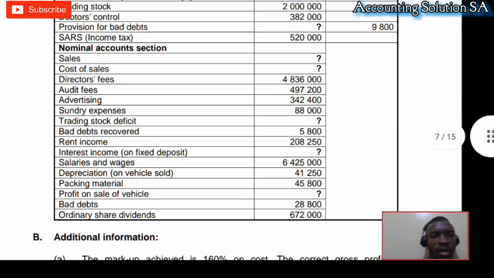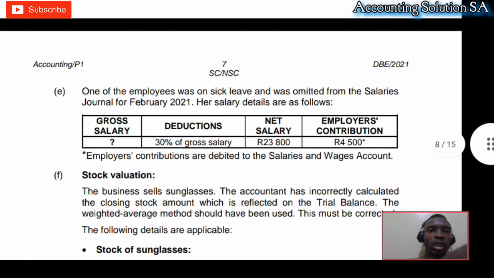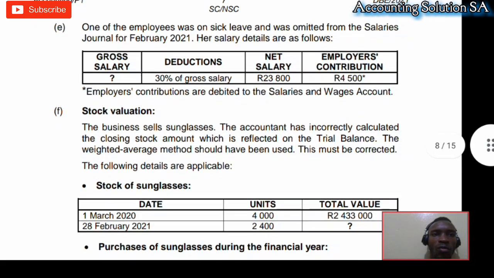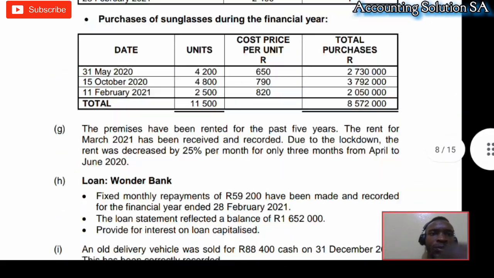If it decreased, it's an income because we no longer have a lot of people that we are doubting they are going to pay us. Okay, then we have a net salary and so on. Remember, under income statement we have to record a net salary. Then employees contribution is going to form part of liability as well.